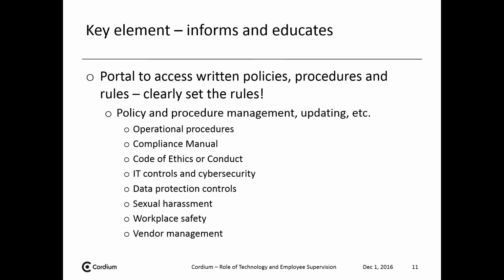With that, we'll move over to our next key element, which we talk about. This program needs to inform and educate. In the first instance, and this is clearly where technology can play a role, it's got to make it easy to access a portal for employees to get access to the written policies and procedures and the rules. So it's easily accessible in the first instance to see the rules. It's easily able for the compliance team and the management to update and review the rules. So that first piece of informing and educating is access.